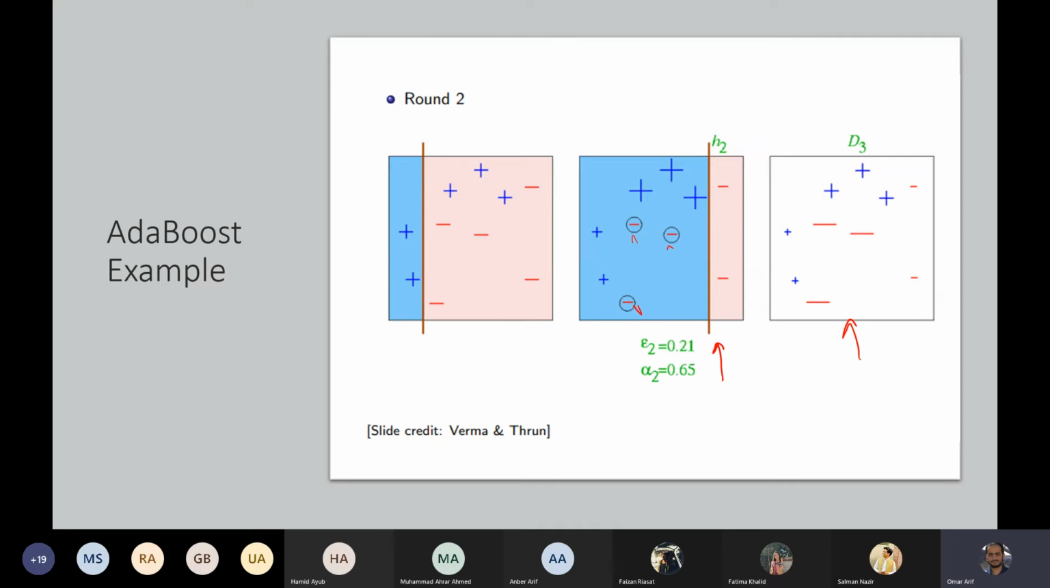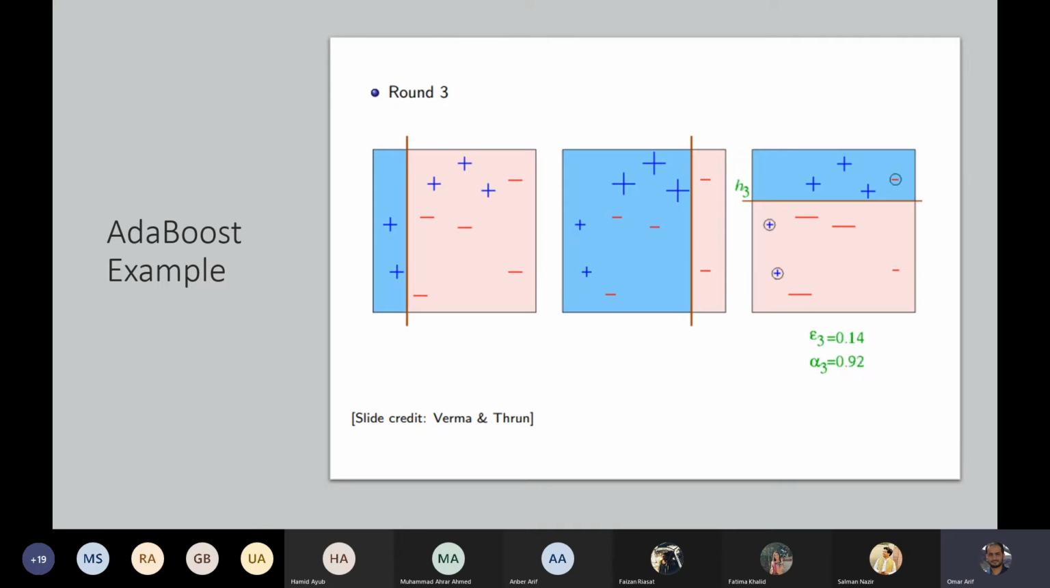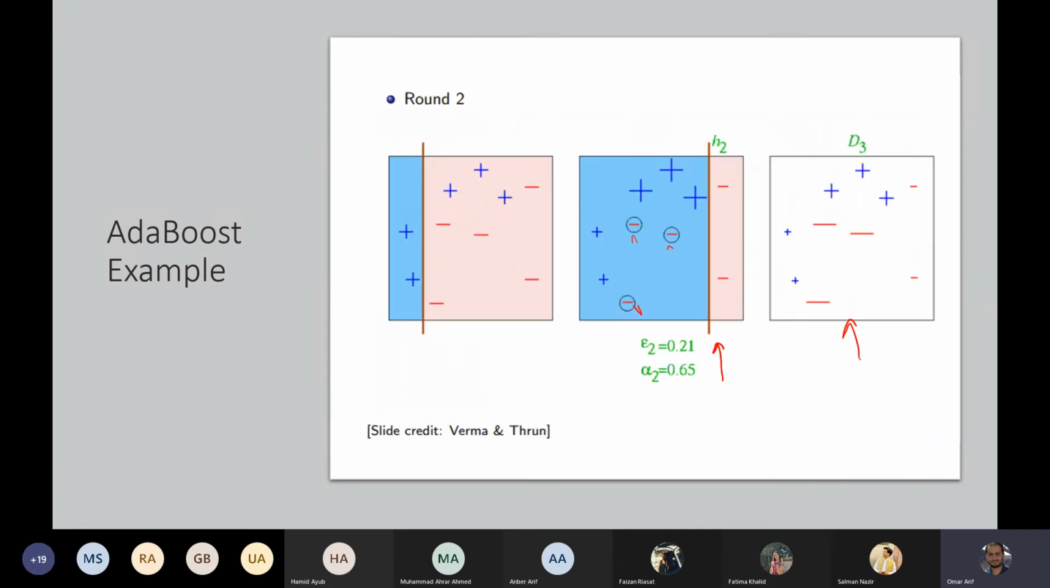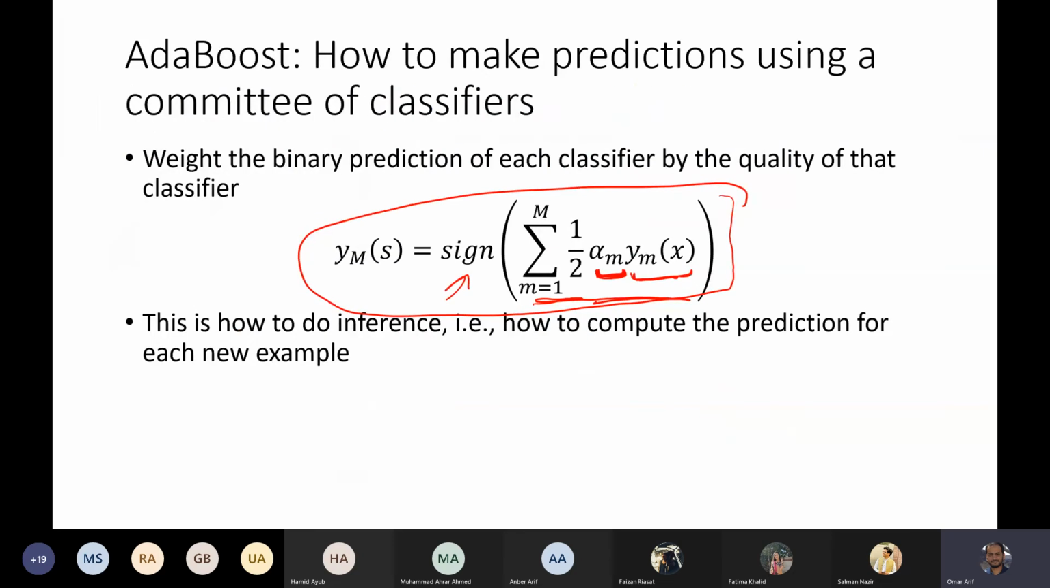Okay, and so this is how I'm going to have the line. So this B classifier is the linear classifier that I'm using. So I will always get a line, and so this is for the third classifier. This is how my decision boundary would be. So this is the first classifier, second classifier, third classifier. These are their quality.